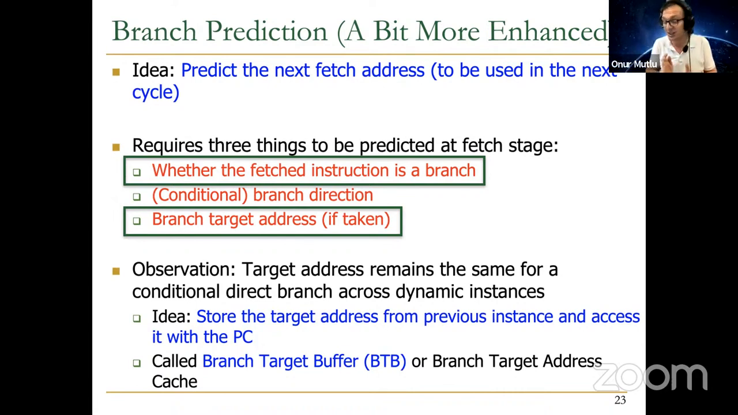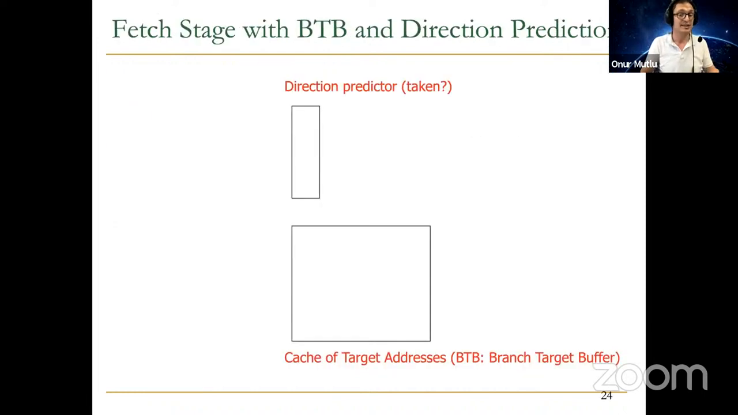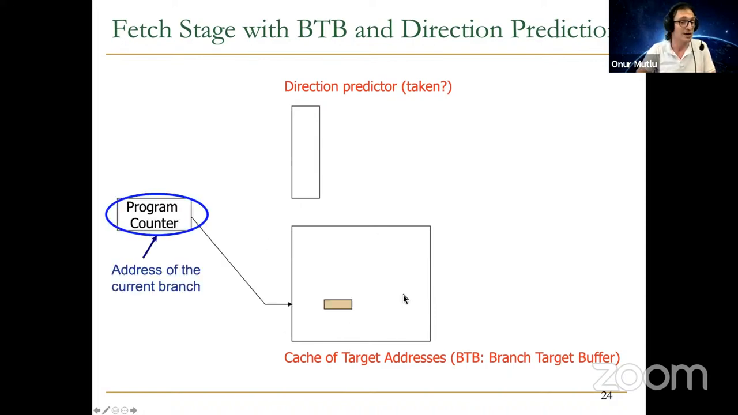And this way, you can get the target address immediately in the fetch stage. So let's take a look at it. This is the fetch stage with BTB and direction prediction. So basically, you have the program counter. I don't show the instruction cache over here.